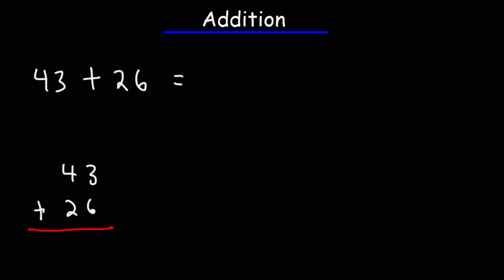Once we do that, we simply need to add each column of numbers. So starting from the right, let's add the first column of numbers. 3 plus 6 is 9. Now let's move on to the second column. 4 plus 2 is 6. So the answer is 69. That's 43 plus 26. It equals 69.